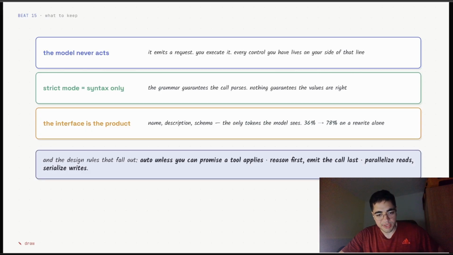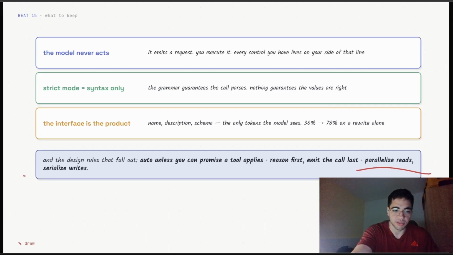We have three design rules which fall straight out of that. First, leave tool choice on auto unless you can promise a tool applies in your case, in your task. Let the model reason first and emit the call last. Also, parallelize reads, serialize writes. This one is basically the whole series. It's the most important one.